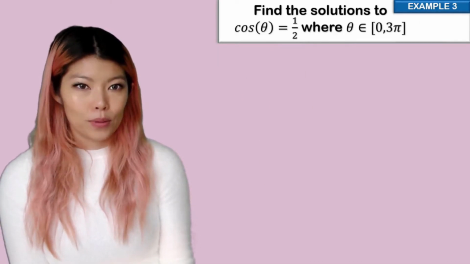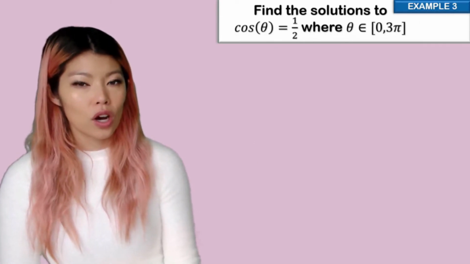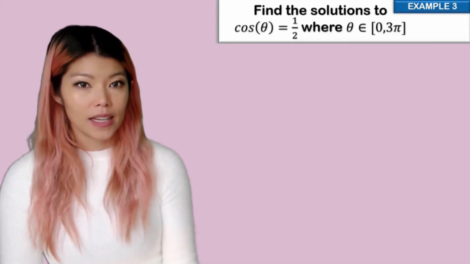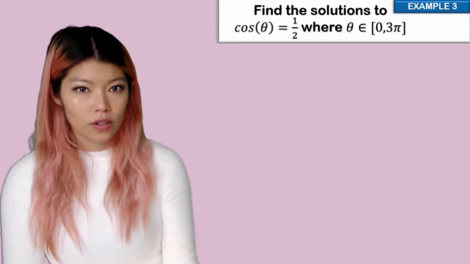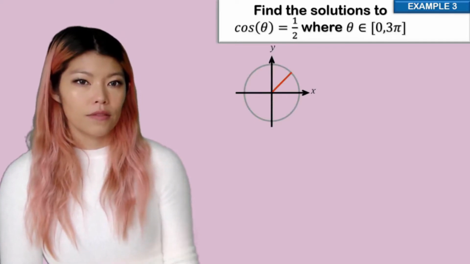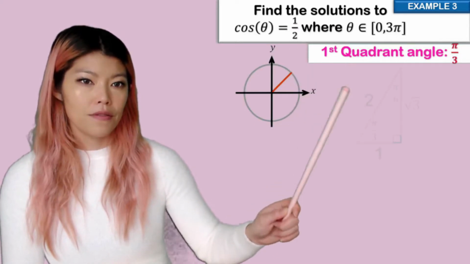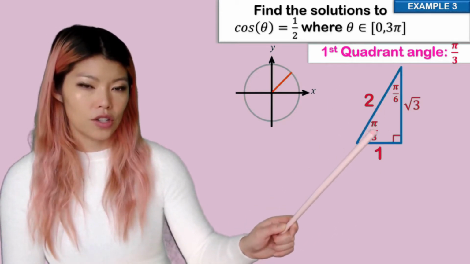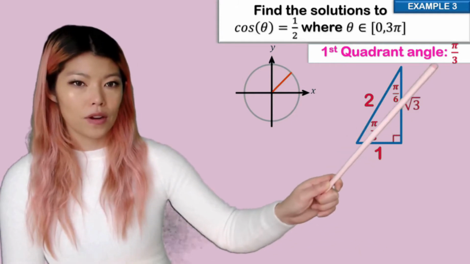Let's do another example. Example 3. Find the solutions to cos theta equals a half, between 0 and 3 pi. Again, what do we start with? The first quadrant angle. So let's have a look at a half. That happens when adjacent over hypotenuse, so the angle is pi on 3.